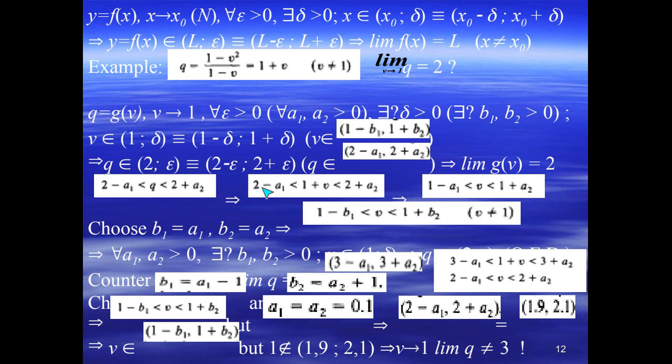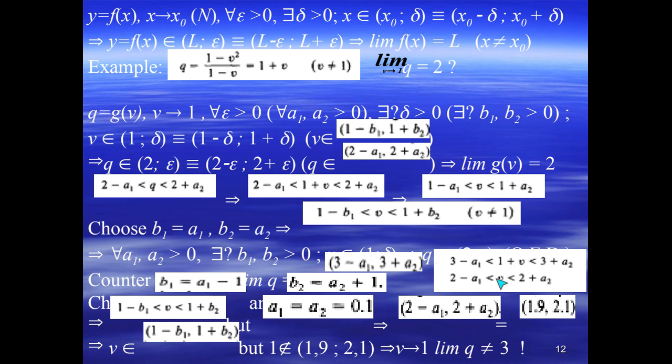So, if the limit is 3, the function should remain between 3 minus a1 and 3 plus a2, or 3 minus epsilon and 3 plus epsilon. Since v is different from 1, I can take the function as 1 plus v. So 1 plus v must be between 3 minus a1 and 3 plus a2. 3 minus a1 less than 1 plus v, less than 3 plus a2. And when I subtract 1 from all sides, I obtain 2 minus a1 less than v less than 2 plus a2. Great.